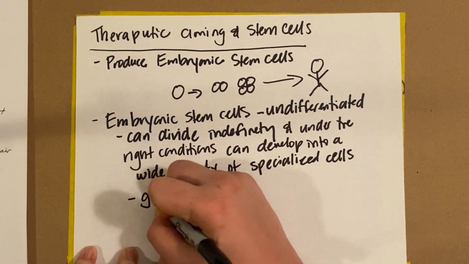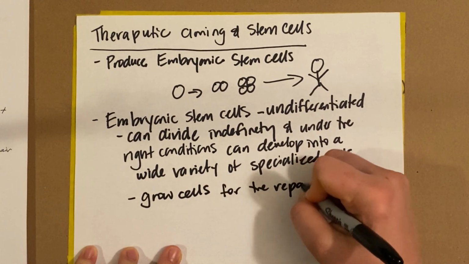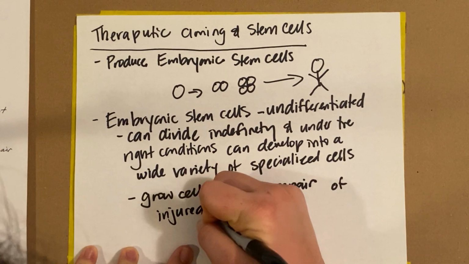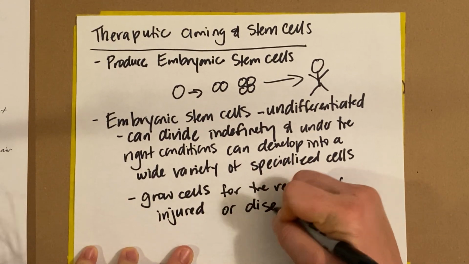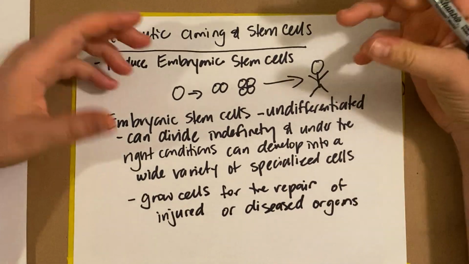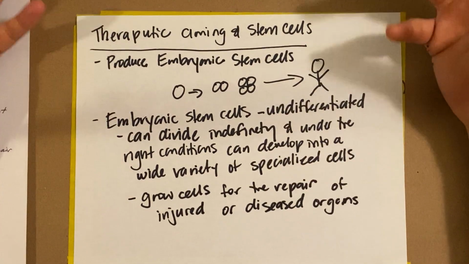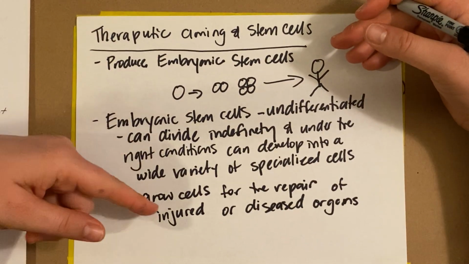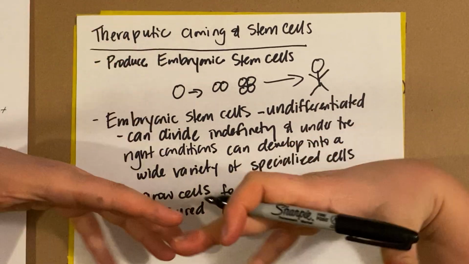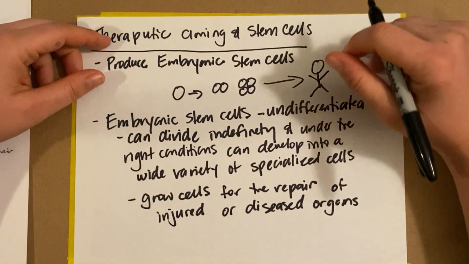So you could grow cells for the repair of injured or diseased organs, okay? And so this idea of being able to actually take your own cells and make a new organ for yourself to replace something that's been injured or diseased would change everything basically.